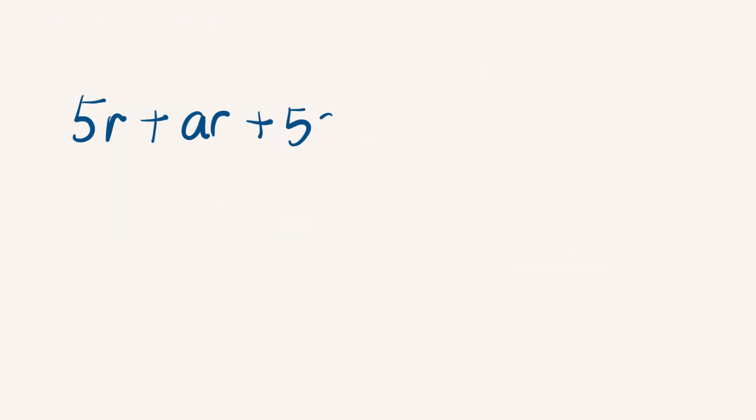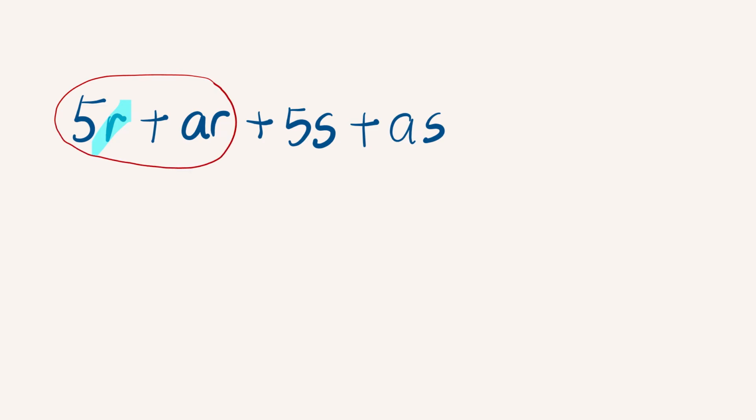Right, let's look at the next example. In this example, we are given four terms, 5r plus ar plus 5s plus as. What we need to do is group these four terms into two groups. Each group comprises only two terms. So how can we do it? Yes, we can group 5r plus ar as one group, then 5s plus as as another group.